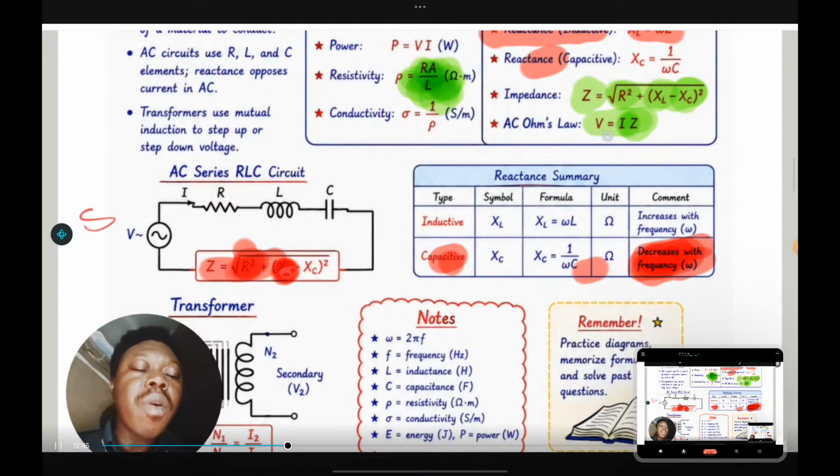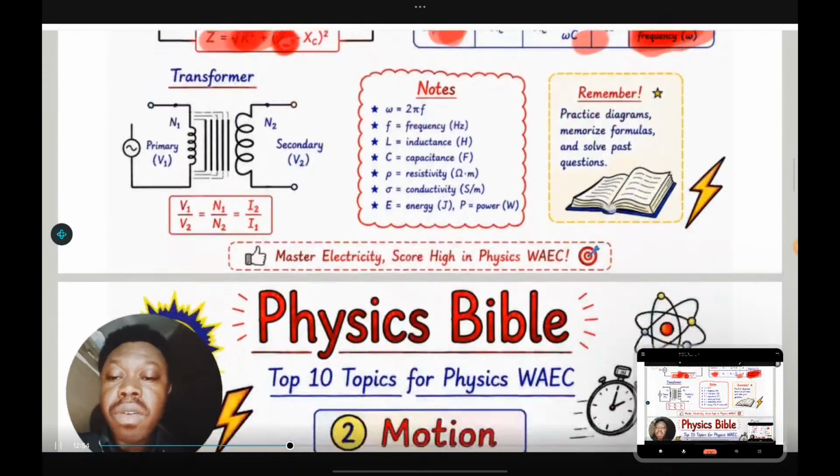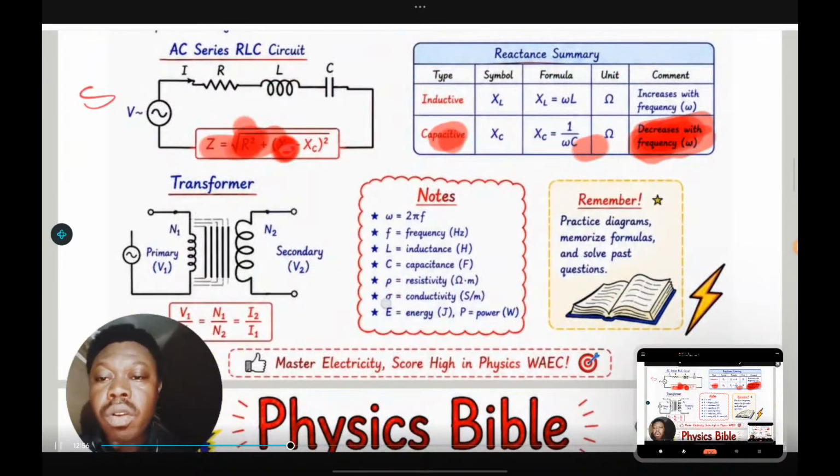And you can be asked to calculate for power here. You should know that power is IV. And you can substitute and get whatever you need from here. Take note of all this.